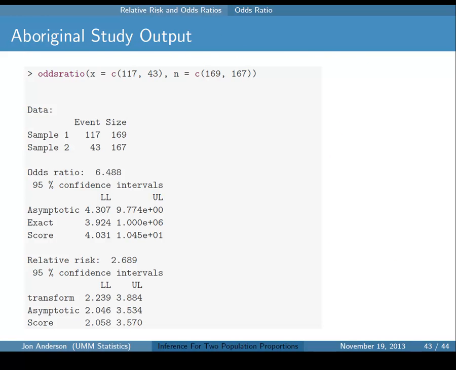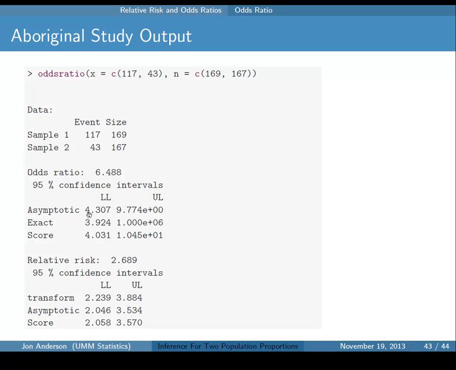If you use RStudio and R for this, the odds ratio function gives you the way to put in the number of male cannabis users, events, 117, and the number of female cannabis users, 43. Then the sample sizes of men and the sample sizes of women, and you get the odds ratio section right here. Estimated odds ratio 6.49.